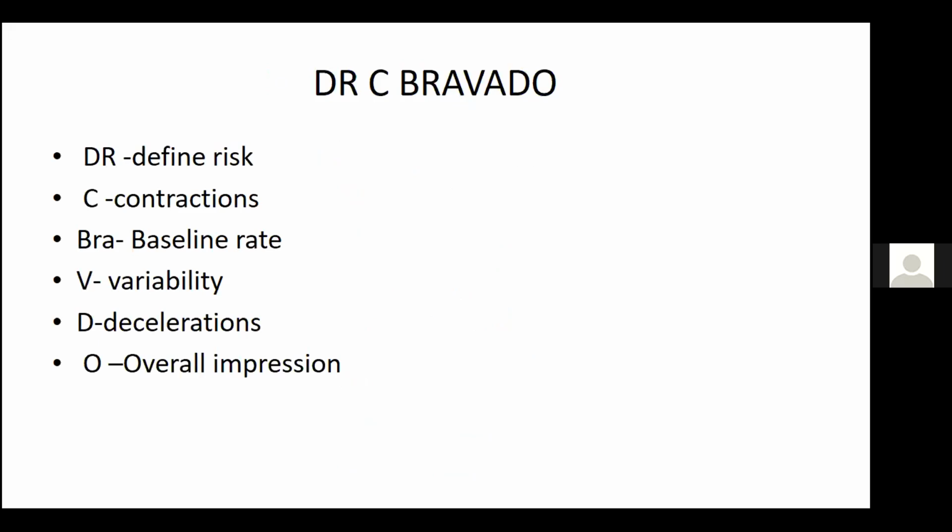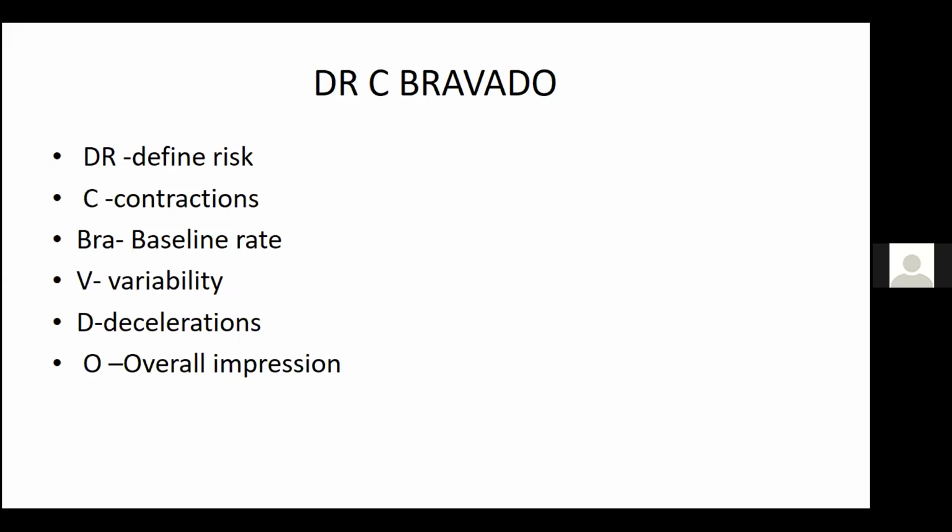So how are you going to discuss the management? Some of you know this mnemonic that says Dr. Mandondo. So what does it say? You have to define the risk. The DR is define the risk. C is look at the contractions. Then you look at the baseline variability, decels, and then have an overall impression about the CTG.